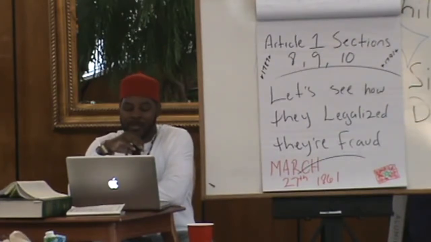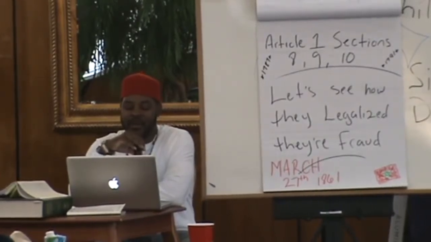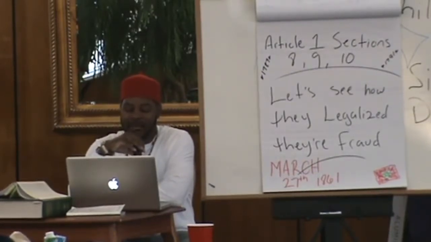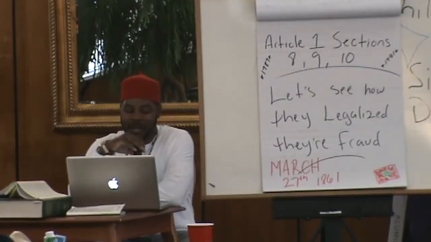When sitting for that purpose, they shall be on oath or affirmation. When the President of the United States is tried, the Chief Justice shall preside, and no person shall be convicted without the concurrence of 2/3 of the members present. Judgment in cases of impeachment shall not extend further than the removal from office and a disqualification to hold and enjoy any office of honor, trust, or profit under the United States. But the party convicted shall nevertheless be liable and subject to indictment, trial, judgment, and punishment according to the law.